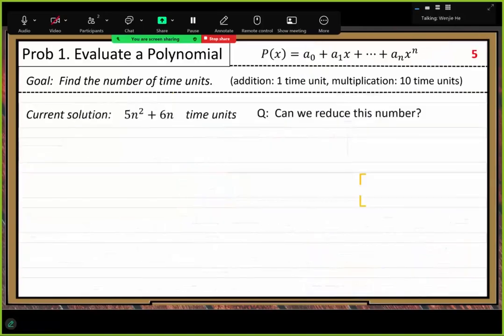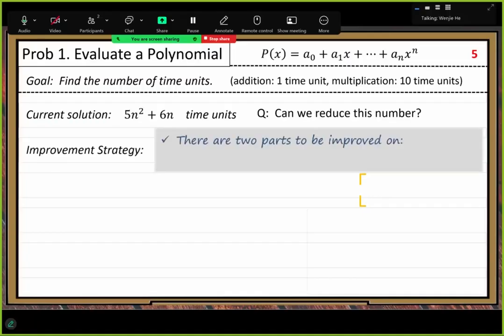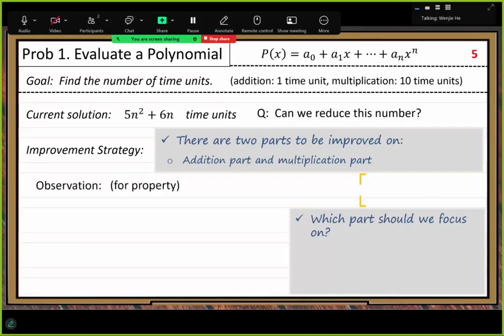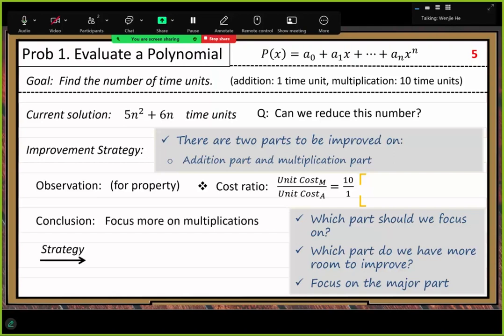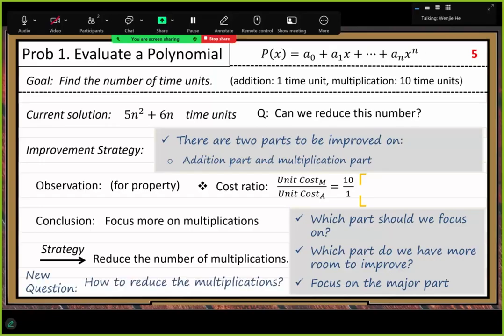How to reduce? Improvement strategy. Here I already explained 2 parts. Which part? Observe it. There is a 10-to-1 ratio, but also there is a number factor, right? Focus on the major part. So the conclusion: focus more on the multiplications. All right. So the new question: how to reduce the multiplications?